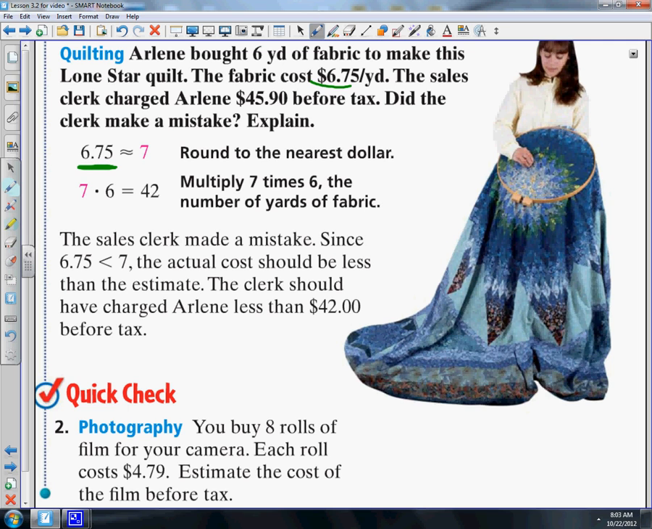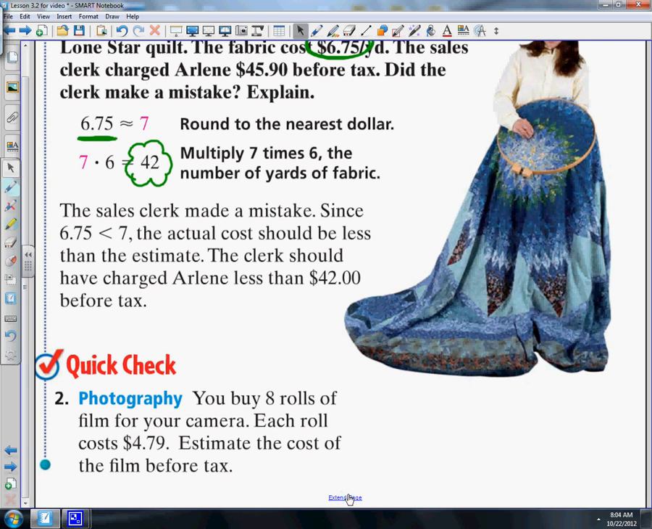So for this $6.75 per yard, they're saying it's about $7 a yard times 6 yards, so it would be about $42. So the sales clerk made a mistake. Since 6.75 is less than 7, it should be less than $42. So then you should go back and say, I think you charged me wrong, because really if you did 6 times 6 it'd be 36, so it should be a little bit more than that. It should be between $36 and $42, not $45.90.